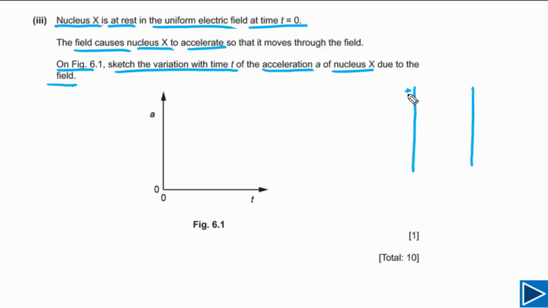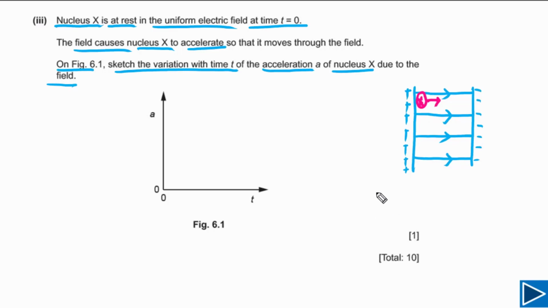In uniform electric field, let's say this plate is positive. We can simply imagine this plate is positive and this plate is negative. And the electric field between these two plates will be uniform electric field. As we have discussed before, E is the same everywhere in this field. So that's the reason we call this uniform electric field. Now for this question, nucleus X is placed inside this one. Then this nucleus X has positive charge, so it will accelerate in this direction. Now we need to find out how A will change with time.